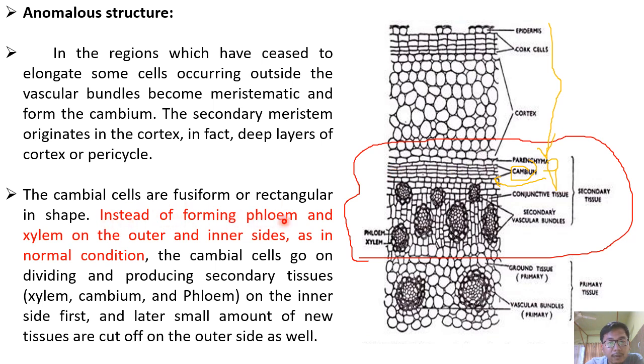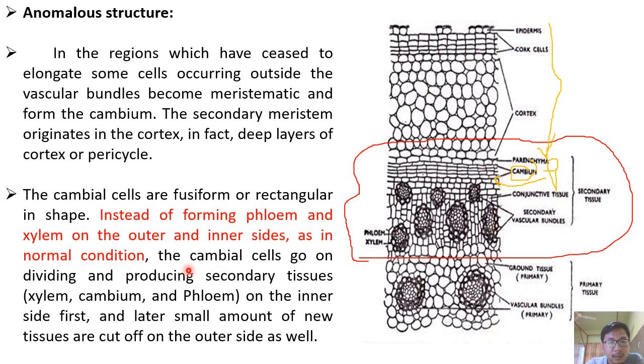Next, instead of forming phloem and xylem on the outer and inner side as in the normal condition, the cambium cells go on dividing and producing secondary tissue, xylem, cambium and phloem, on the inner side first. So in the secondary growth in Mirabilis, these cambium cells will produce phloem on the outside and xylem and parenchymatous cells on the lower side. But here all the vascular bundles will be produced below the cambium.